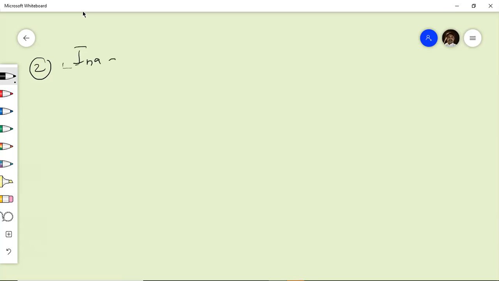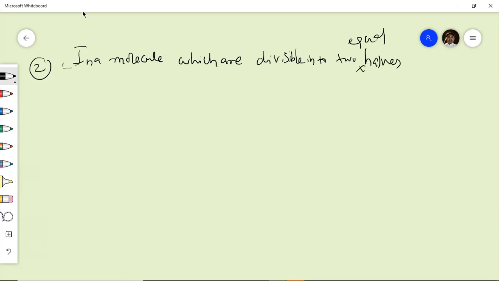in a molecule which is divisible into two halves. That means in a molecule, n number of asymmetric carbons are there, and they are divided into two equal halves. Then we have two cases. What is the case? One is the number of optical forms.